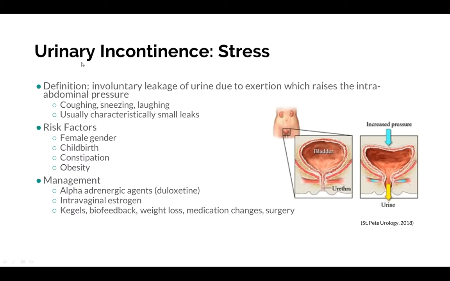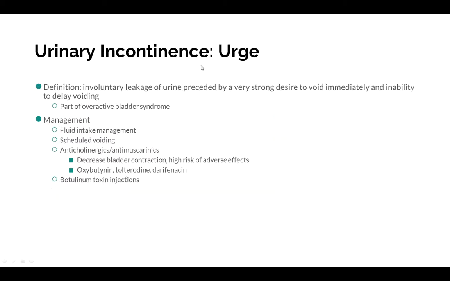So really quick, different types of incontinence. Stress incontinence is when there is leakage of urine due to exertion. So the pressure in the abdominal cavity raises to the point that it overcomes the pressure that's holding the urinary sphincter closed. Women who have had children, have chronic constipation, or are obese are the most likely to have this issue. Kegels, biofeedback, weight loss, medication changes, and surgery can all help with this. Intravaginal estrogen can help, and then our primary medication is going to be the alpha-adrenergic agent.